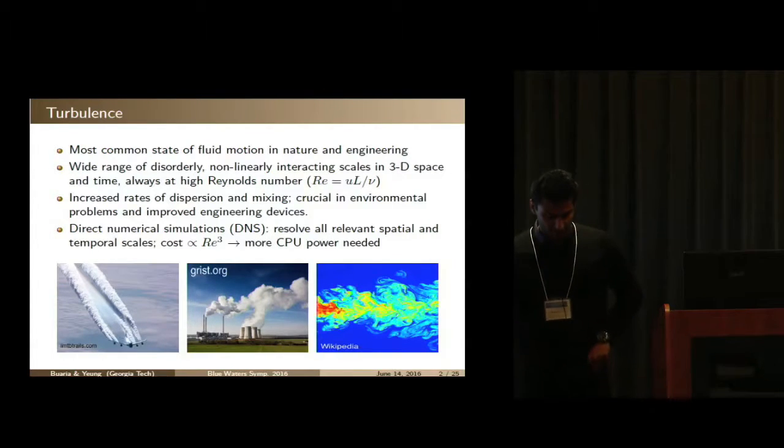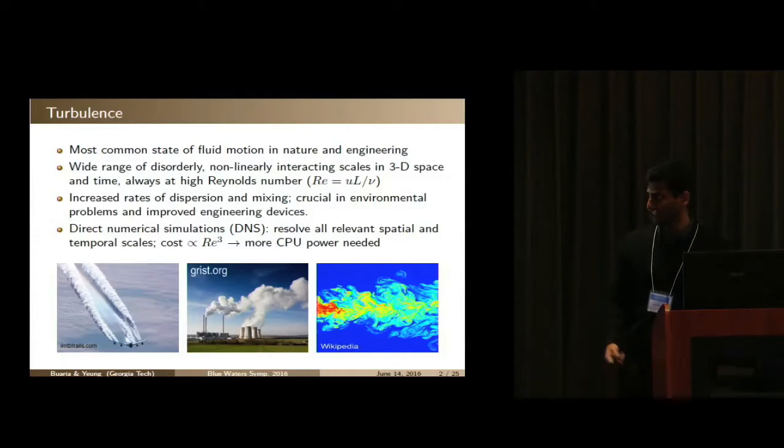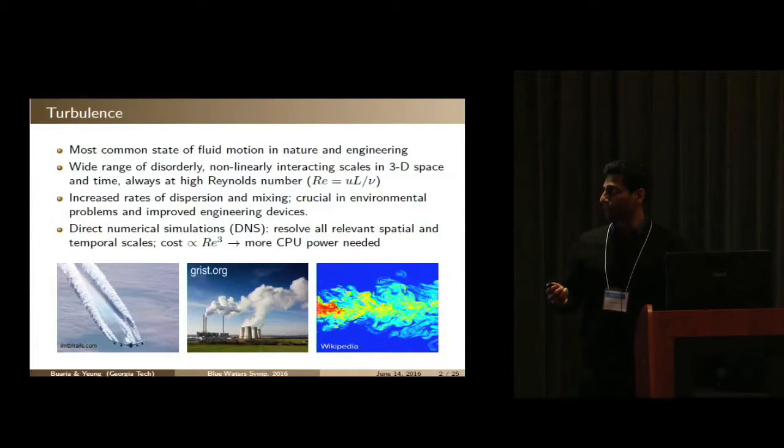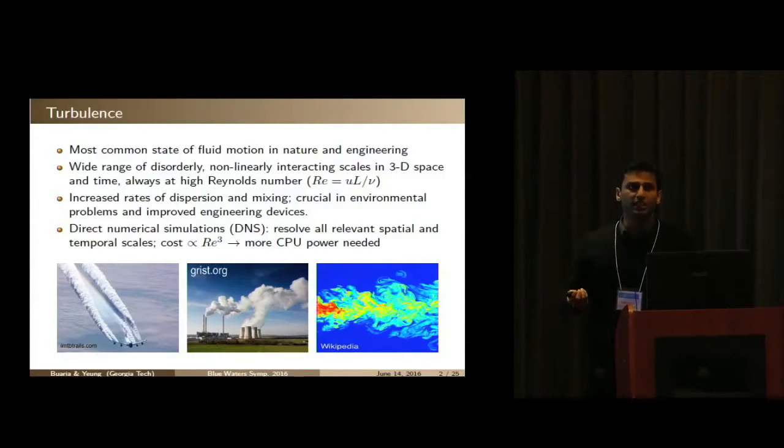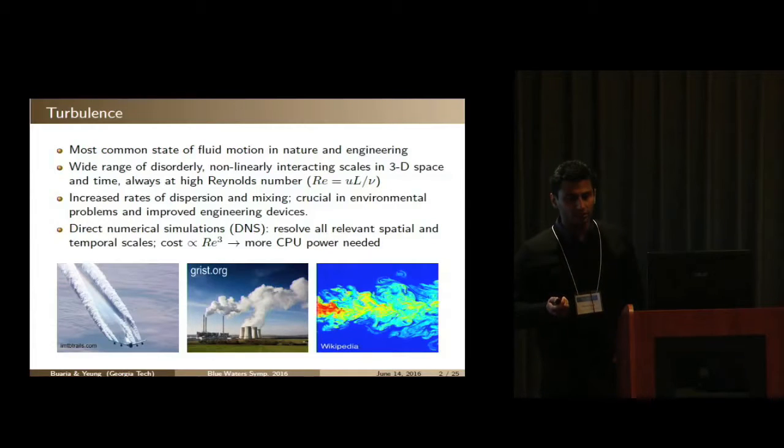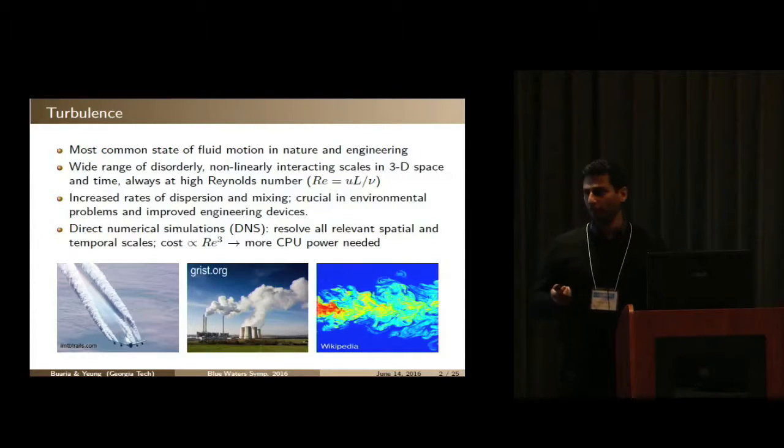So what is turbulence? As everyone knows, it's one of the most common states of motion of fluid in both nature and engineering. It's pretty much everywhere, and it's always characterized by a very wide range of disorderly and non-linearly interacting scales. It's always unsteady and three-dimensional, and always occurs at very high Reynolds number. And one of the key features of turbulence is that it causes very high rates of mixing and dispersion, which is a key thing in most environmental and engineering problems that we encounter.